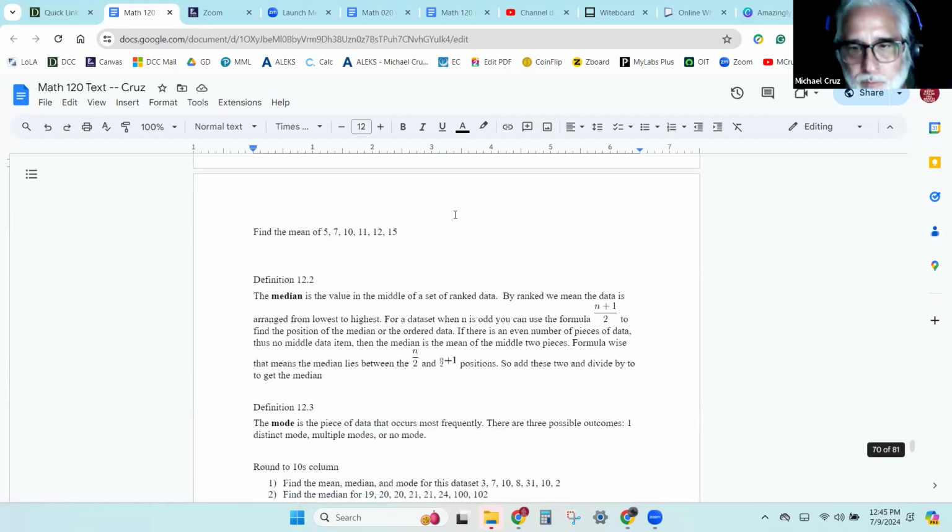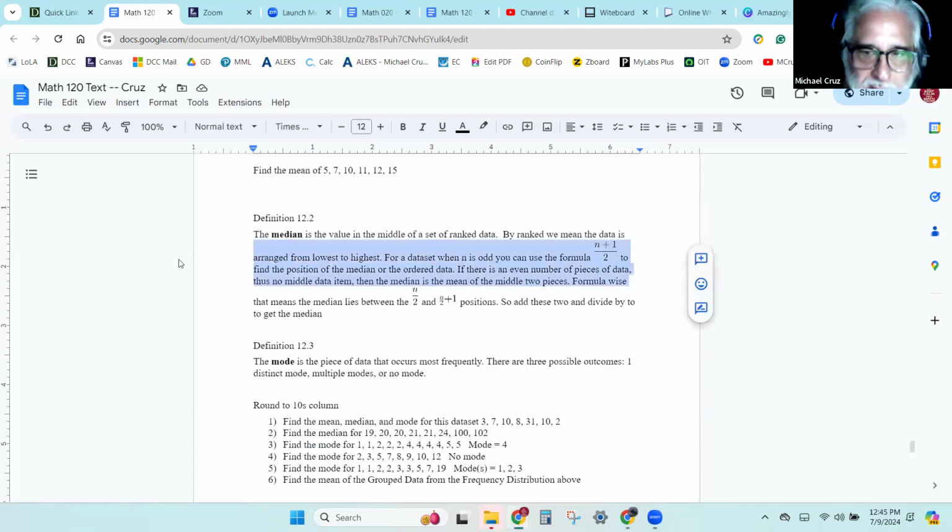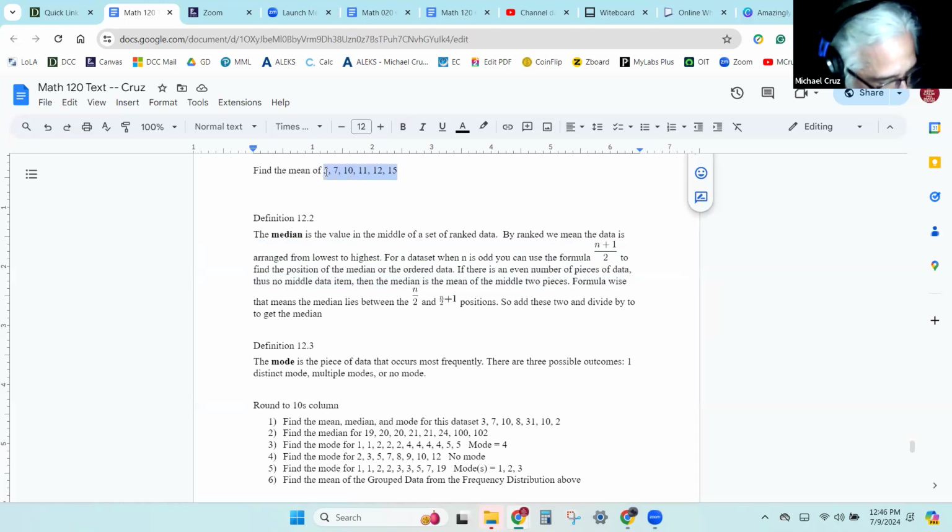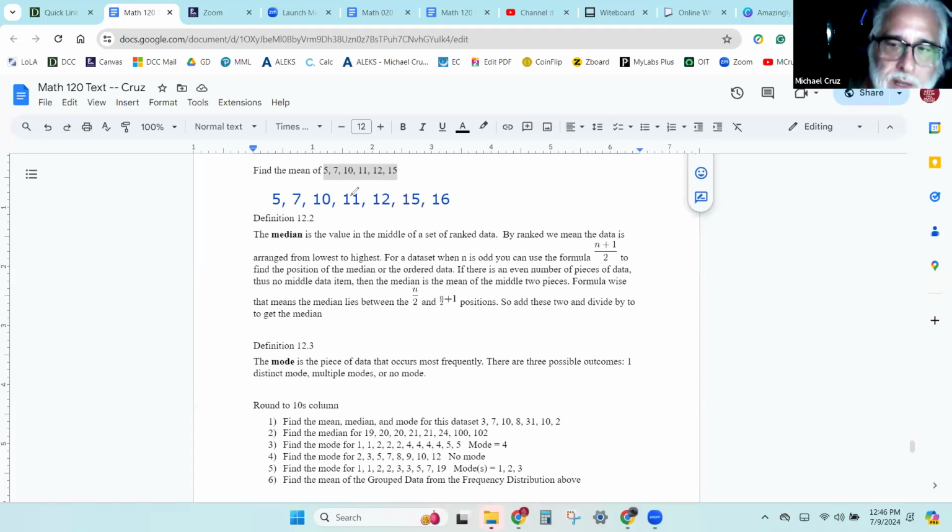All right, so let me show you what I'm talking about. I'm not going to read all of this. I'll let you read it because I want to explain it. I don't think the text does justice to explain sometimes. Let's say we've got this same data set right here. I'm going to put one more value in there. Notice that they're already sorted: 5, 7, 10, 11, 12, 15, and 16. Now, with the median, what we have is the middle value. It's already ranked, sorted low to high. So the value that's in the middle, which in this case is the 11, would be the median.